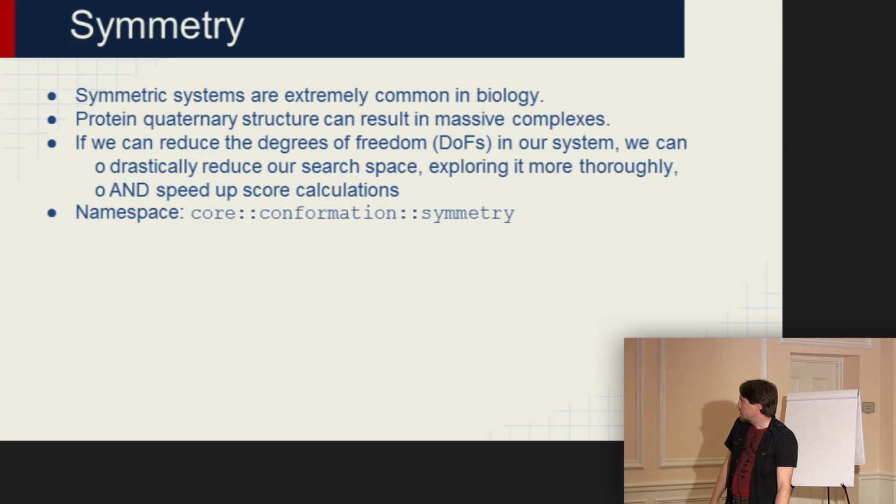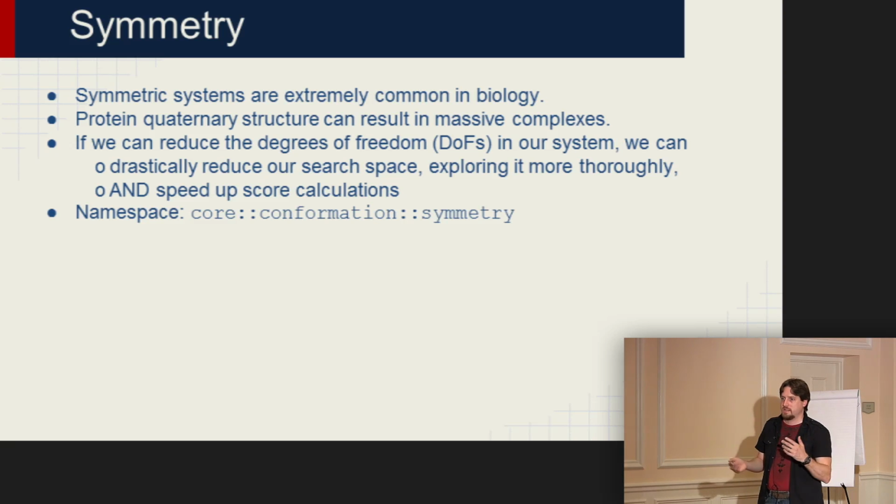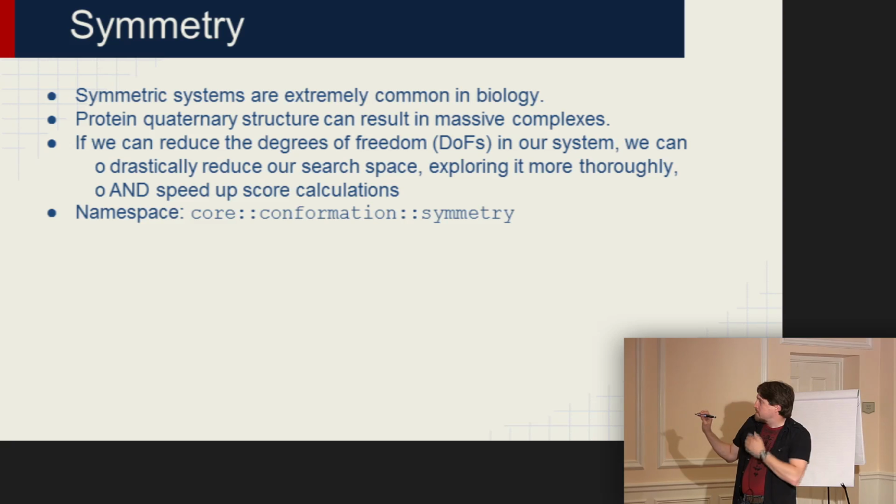So if we can reduce the degrees of freedom in our system, we can drastically reduce our search space and explore it more thoroughly. This also speeds up our score calculations. So it makes a lot of sense to have a way of breaking down a gigantic complex into symmetric subunits. And then you just deal with the one subunit and you extend it all throughout with various symmetry operations. So this all lives in namespace core conformation symmetry.